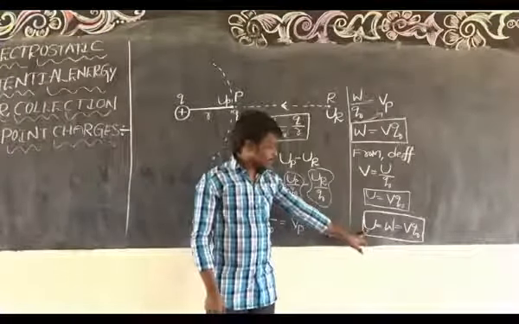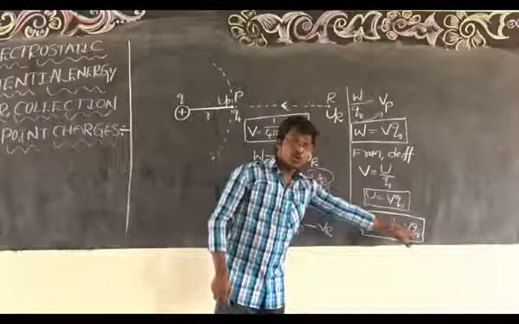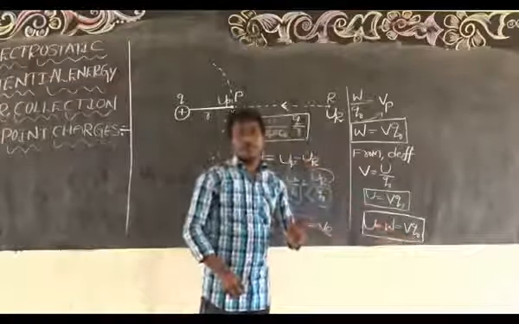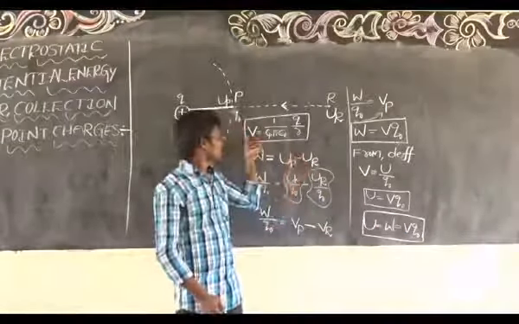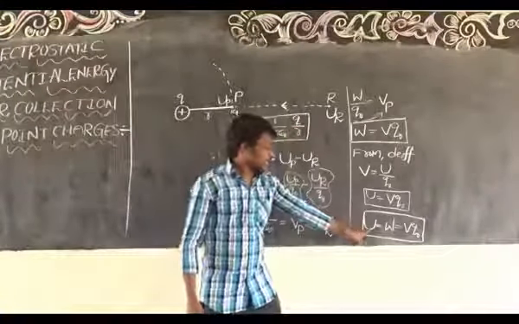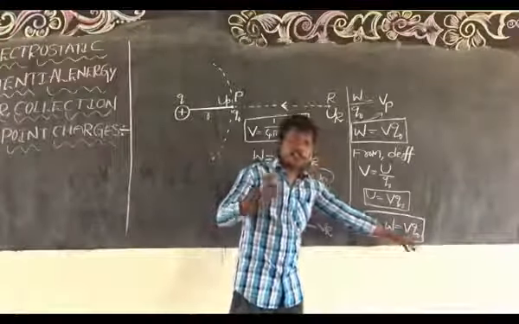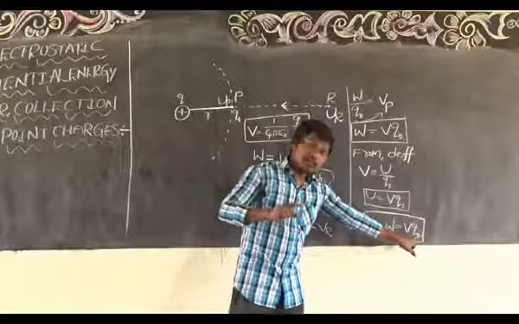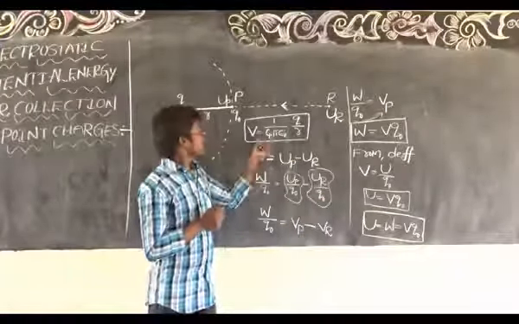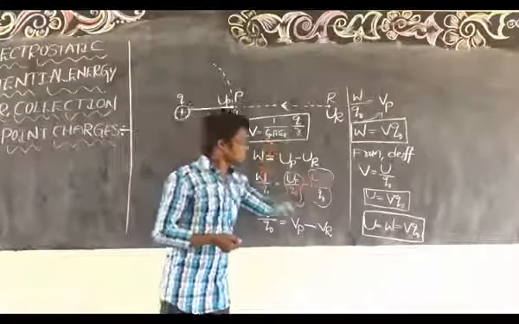Electrostatic potential energy is equal to work done is equal to V Q naught, electrostatic potential into test charge. I hope you understood the electrostatic potential expression: this is the source charge, no test charge is there. Electrostatic potential energy is electrostatic potential into the test charge, not the source charge. This is the test charge. So remember, electrostatic potential always depends on the source charge. Please remember these two steps.